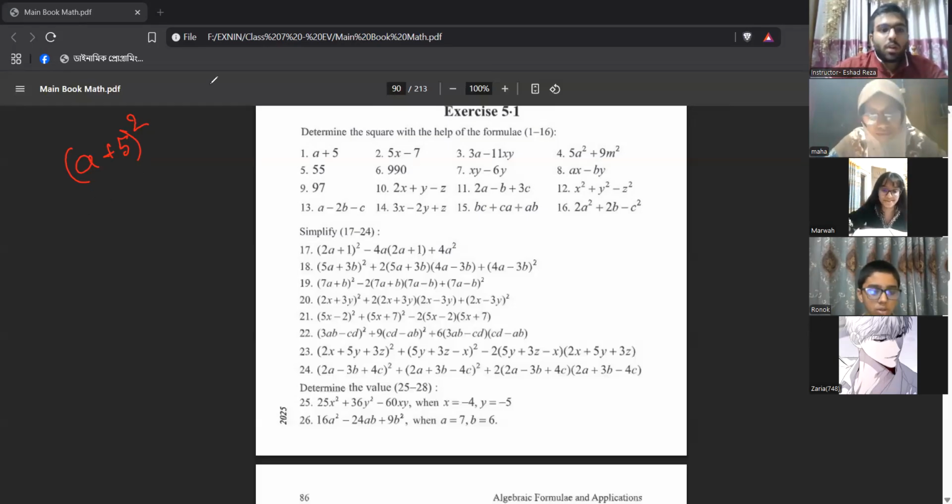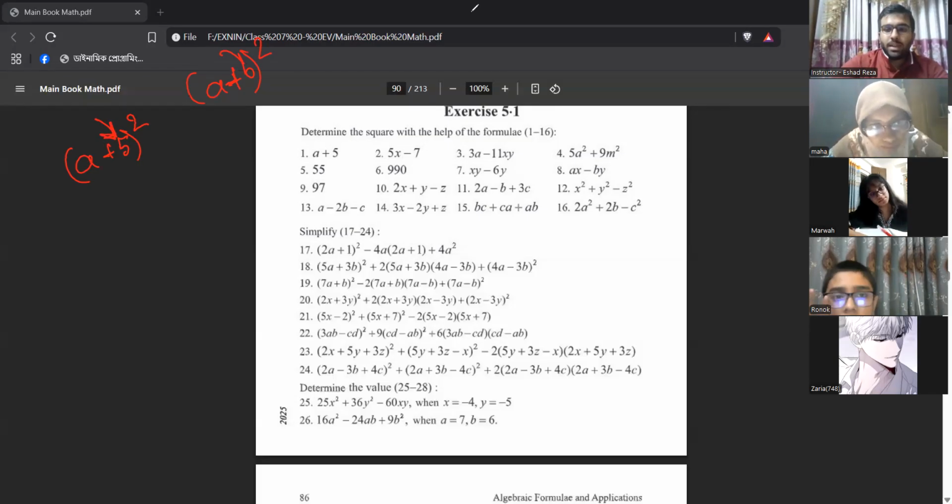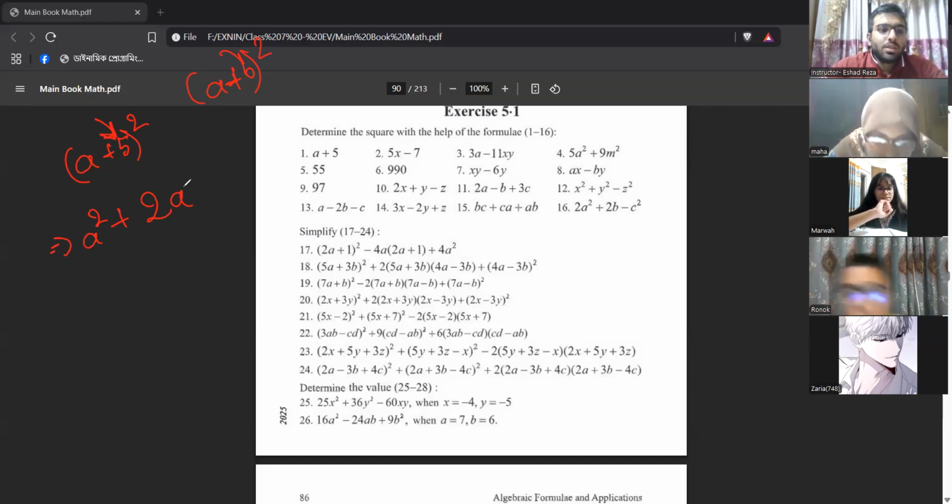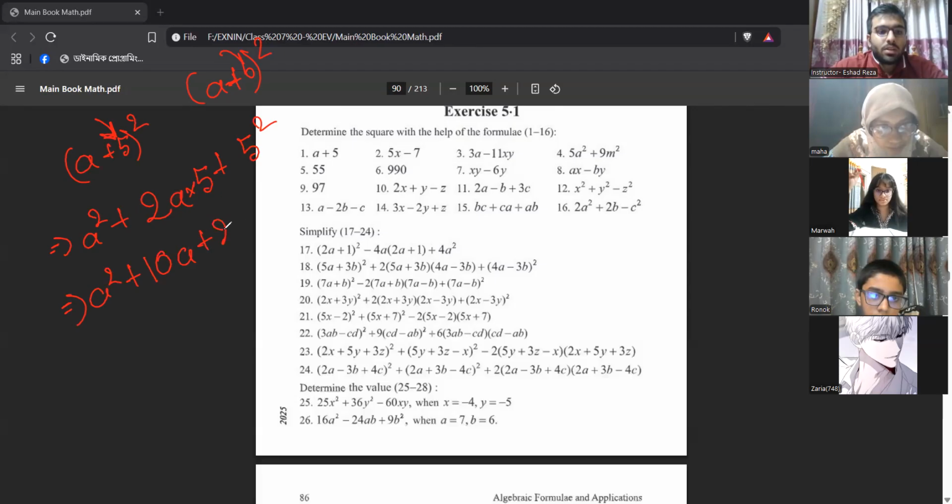So a plus 5 whole square. From the formula, we learned that a plus b whole square is equal to something. Now, as I said before, b is a variable and we could put anything in place of the variable. So instead of b, I can now say that b is 5. We can treat 5 as b. So now the formula would be a square plus 2a, and instead of b, I have 5, so it's going to be 2a times 5. And instead of b square, I can write 5 square. So this just becomes a square plus 10a plus 25.